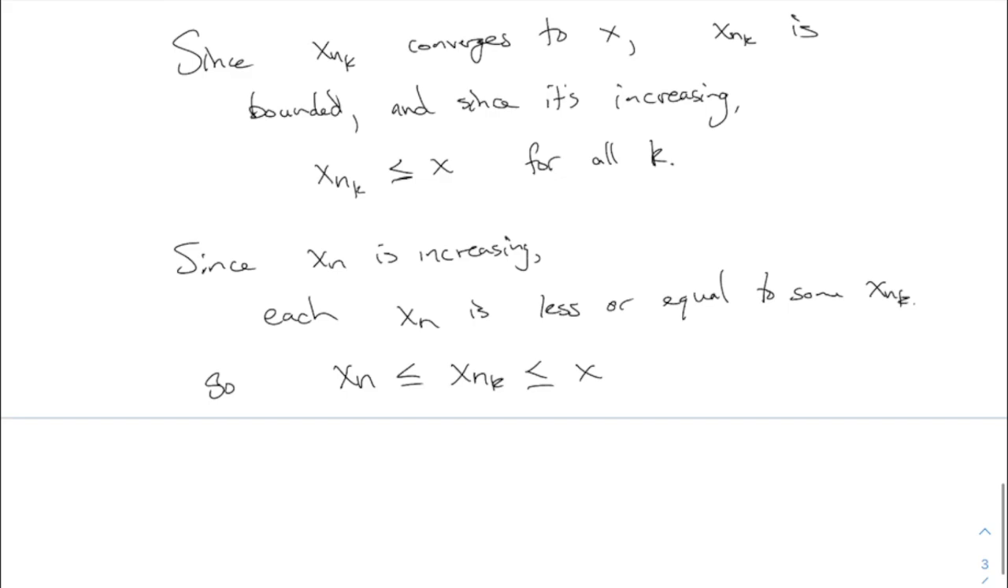Yeah. All right. Anyway, that right there, if you ignore the middle, it says Xn is less than or equal to X. So the Xn sequence is bounded. And that's what we wanted to demonstrate. Right? So Xn is bounded, as desired. I said at the very beginning, that is what we were going to demonstrate.